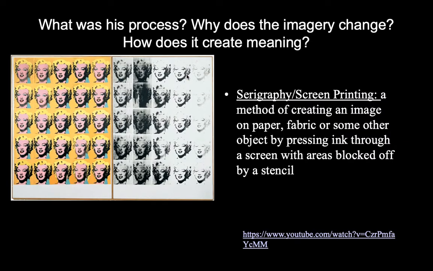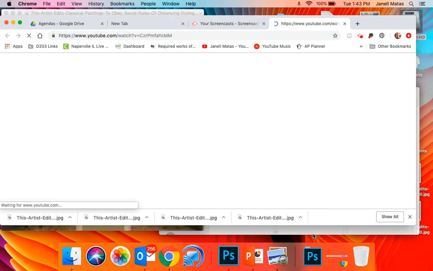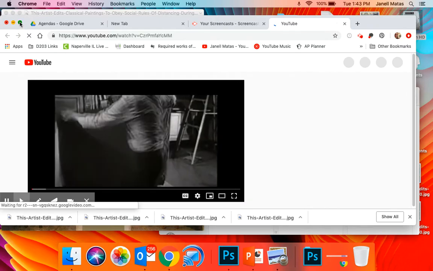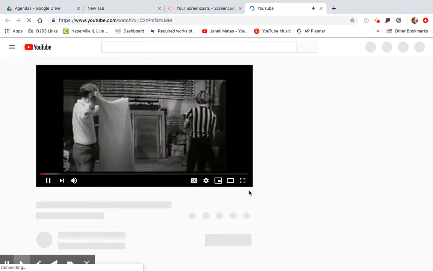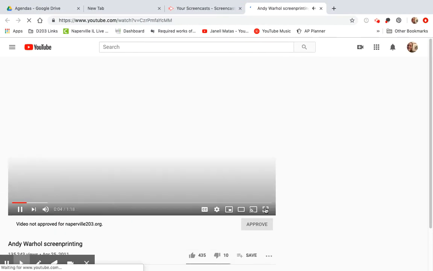Serigraph is what we call screen printing, and that's the method in which most of us have, like, t-shirts. They're printed, the ink is printed onto the surface. It's done in mass production. And so he would use this technique to make these paintings. He would often go back in and hand print them.